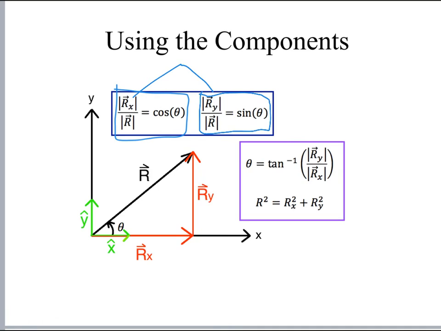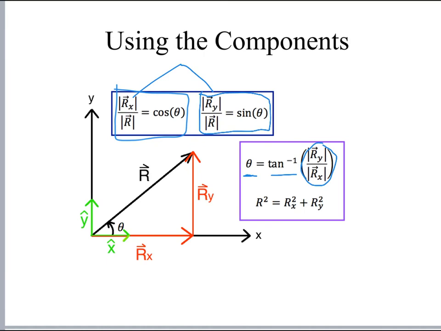That's the way to think about this. Now, down below, what if we have the reverse? What if we know what the components are? Well, we can use our trig to figure out what the angle and the magnitude of the original vector should be. We know from our trig that theta is equal to the arctangent of Ry over Rx.